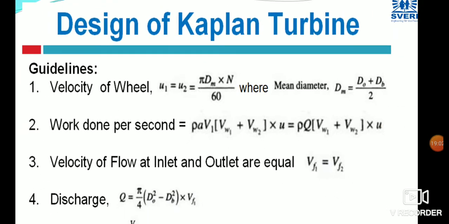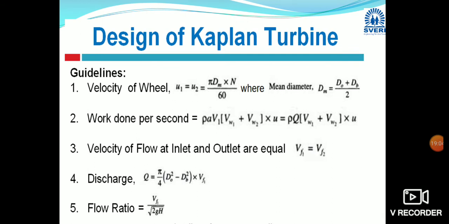N divided by 60. So pi D_m N, where D_m is called the mean diameter, and it is the mean diameter of what? We can call it the diameter of the hub, and here is the diameter of the runner. So (D_b plus D_o) divided by 2. Work done per second: as here also U is equal to U1 equal to U2, therefore we have taken U common, rho A V1 into (Vw1 plus Vw2) into U, because U is common.